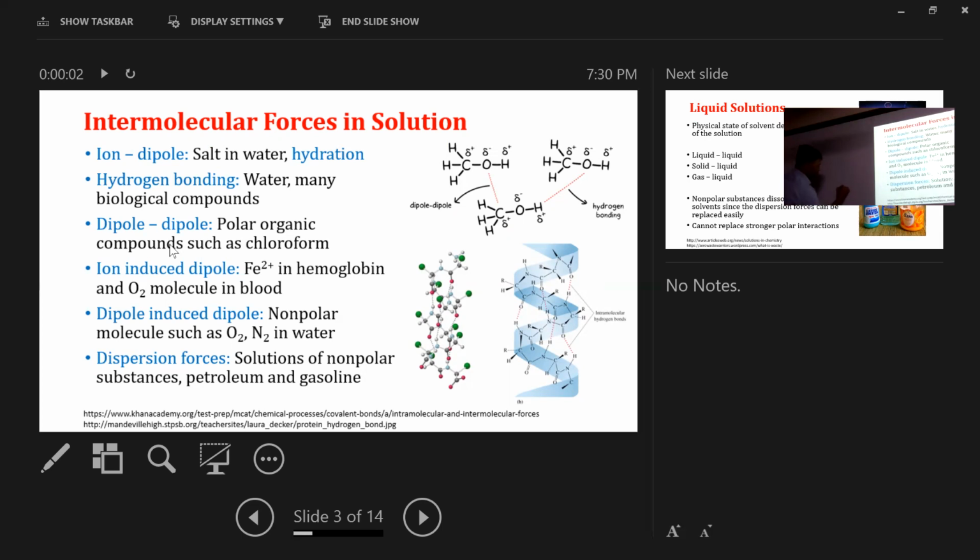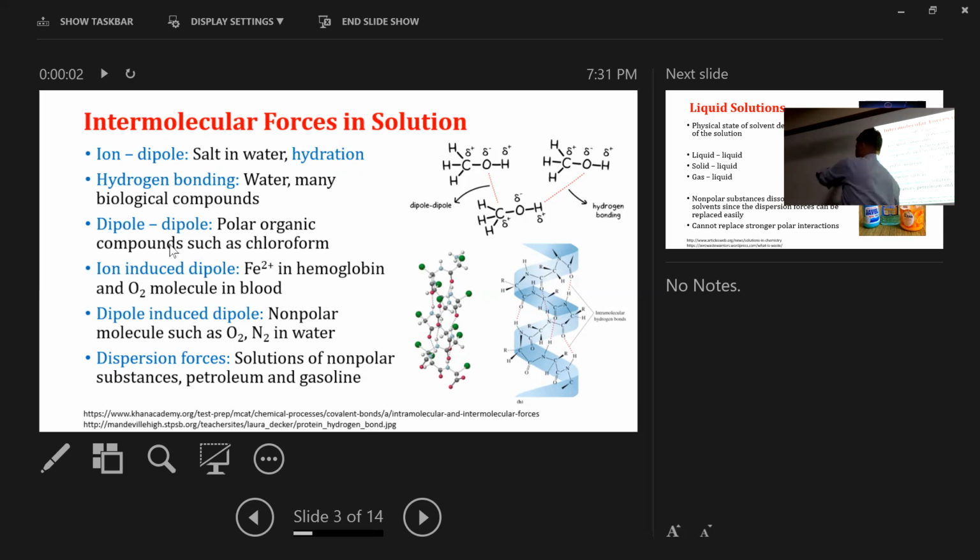Another solution of non-polar substances is petroleum and gasoline. Both are non-polar, so they do not attract each other. As there is no attraction between this molecule and that molecule, or between one gasoline molecule and another gasoline molecule, one can replace, displace, or disperse another molecule easily. That can be considered as dispersion force, because there is no attraction between these two. In that case, one can replace another one.